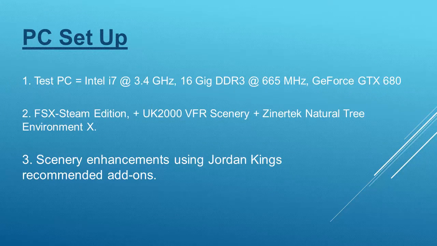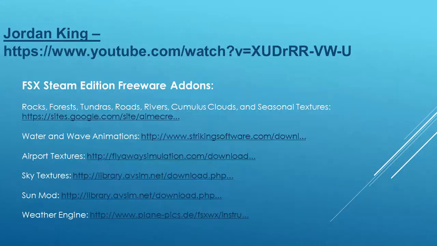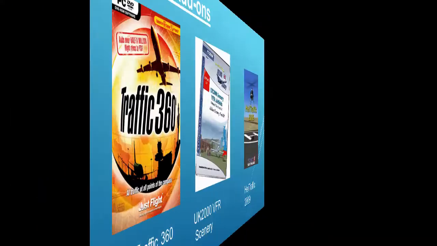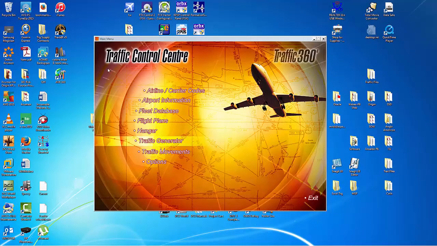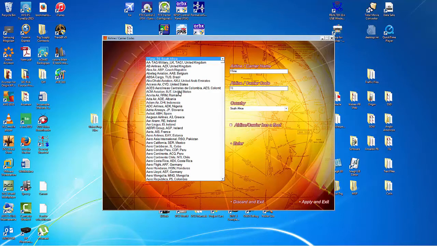PC setup is as per the info you see on this slide. Scenery has been tweaked as per this slide. And the main software add-ons are shown here, but Steam is missing the OrbX UK scenery that has been applied to the other two. Traffic 360 has 8 main sections in the TCC to organize and build air traffic.